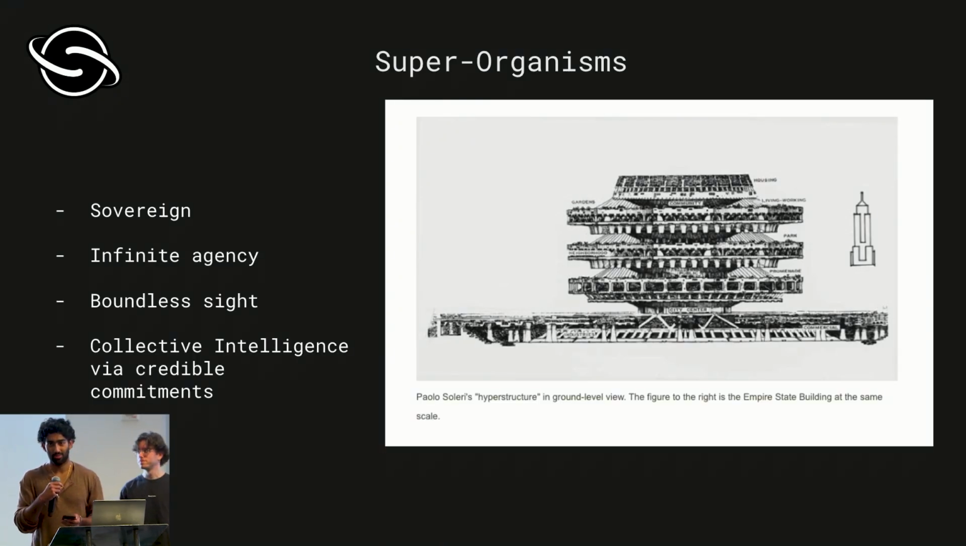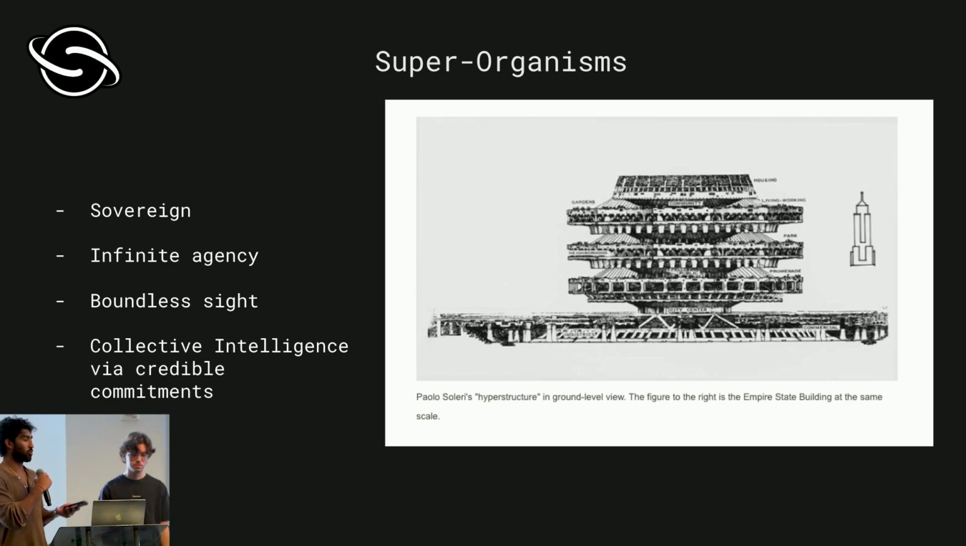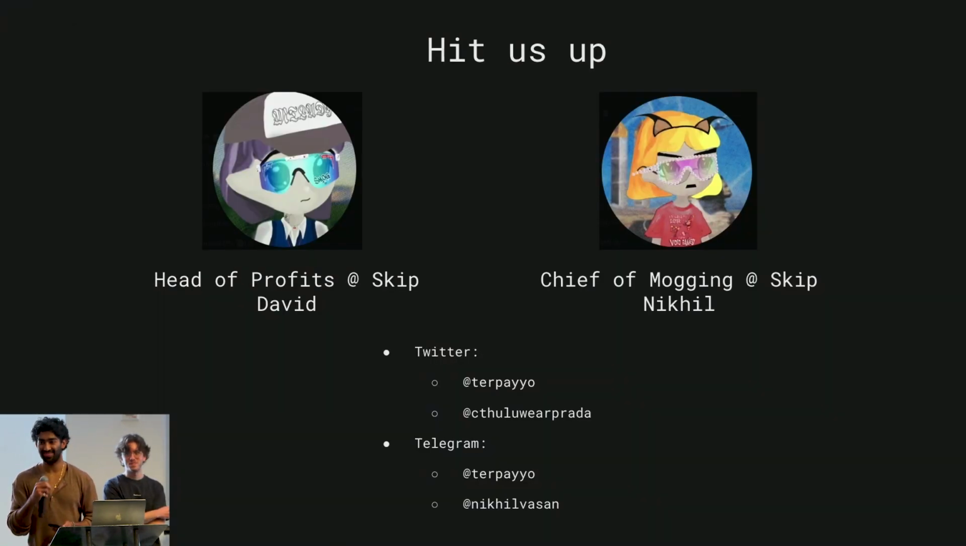Finally, this scheme of parameter consensus, we believe, has the ability to turn blockchains built this way into superorganisms. Sovereign, infinite agency, boundless sight, driven by the collective intelligence of the community. That's it.